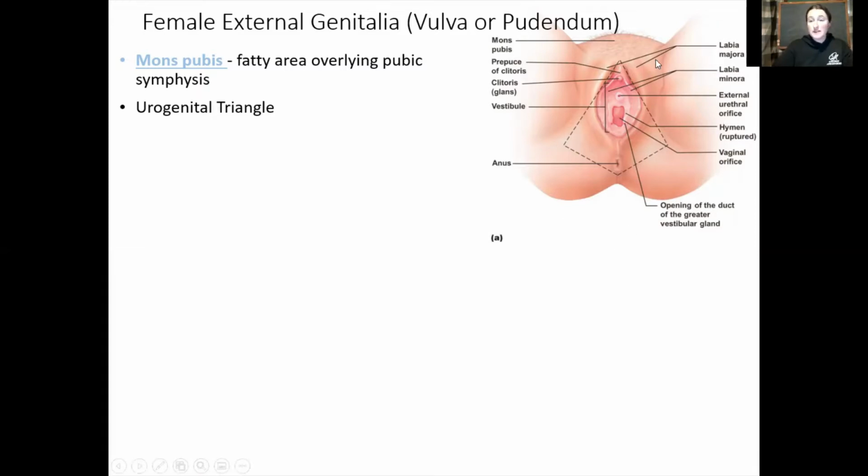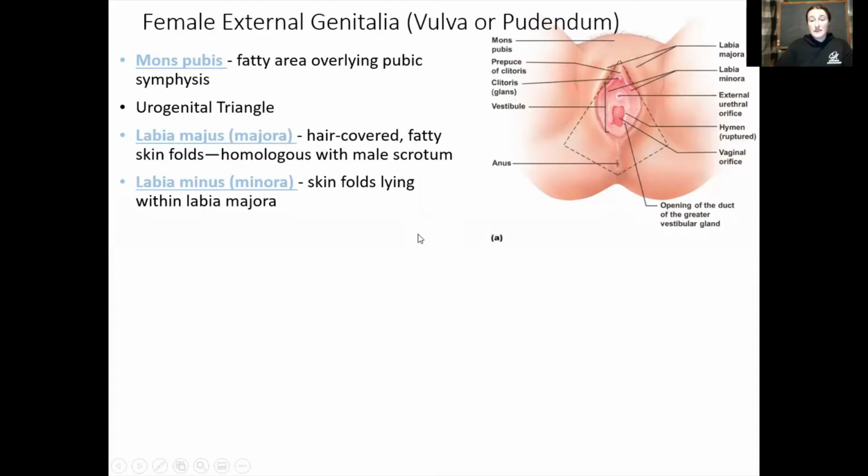First of all, the mons pubis is the fatty area covered with hair over the pubic symphysis. And essentially this is some padding so this bone is not damaged. The vulva itself, so the female external genitalia, forms what is called a urogenital triangle with the clitoris being the most anterior, the opening to the urethra, or the external urethral orifice, being more posterior. Next comes the vaginal orifice, and finally the anus here. Okay. Note that these various orifices and sexual structures are surrounded by skin folds.